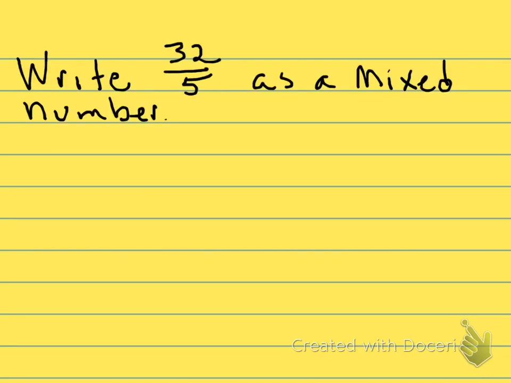Now, I'm going to ask you to try another thing. We've been working with improper fractions, and this time I'm going to take the fraction 32 fifths, and I want to write it as a mixed number. So what am I really doing? First I'm going to find out how many groups of 5 fifths are in 32 fifths. So I'm going to take 32 and divide 32 by 5. 32 is my numerator, divided by 5, my denominator.